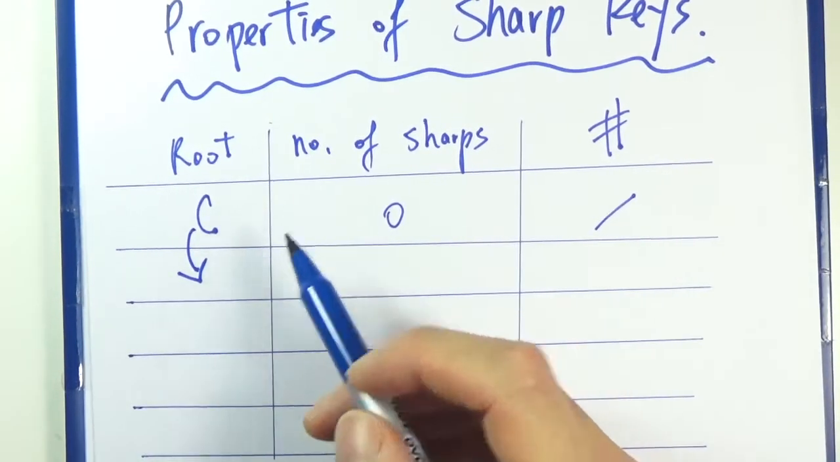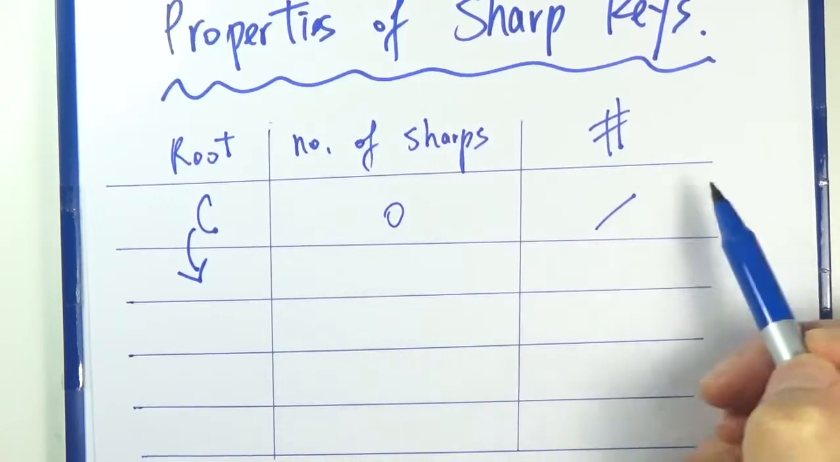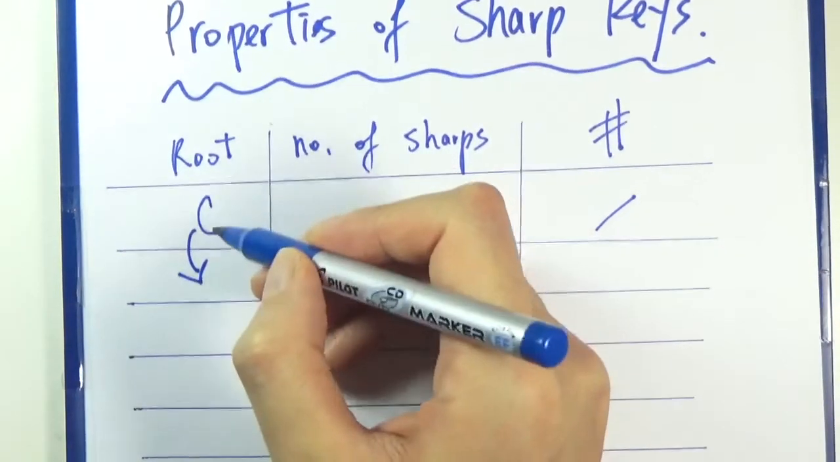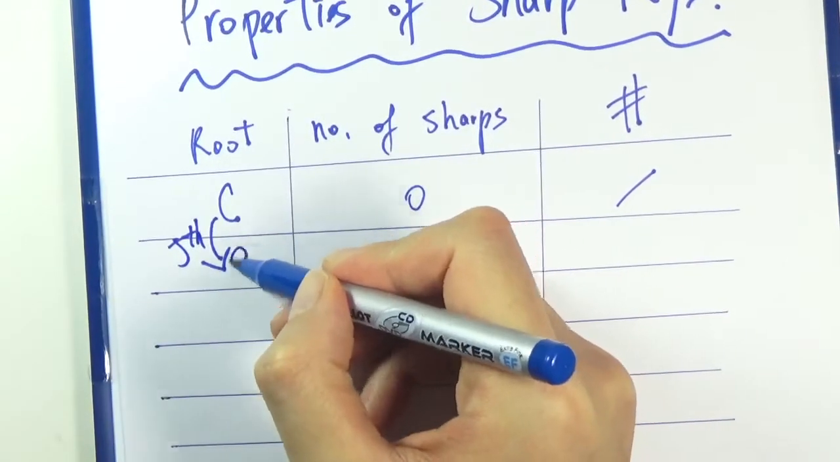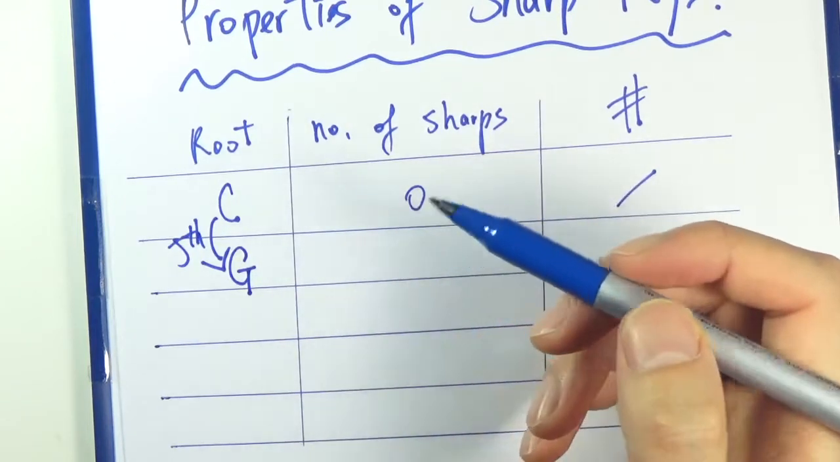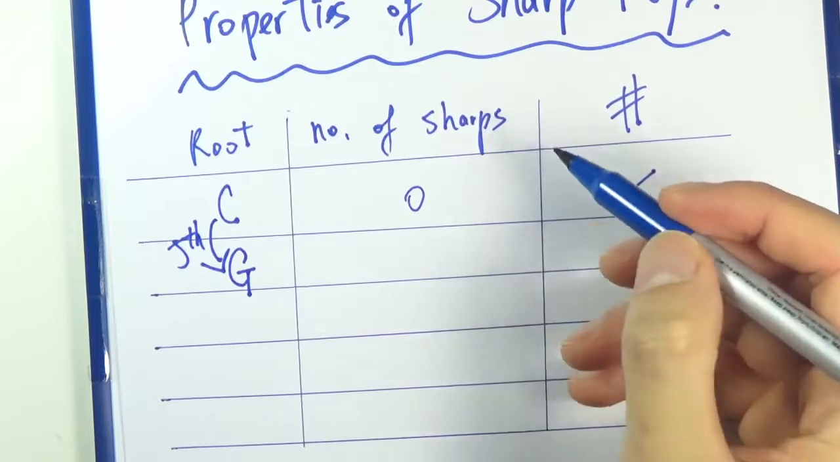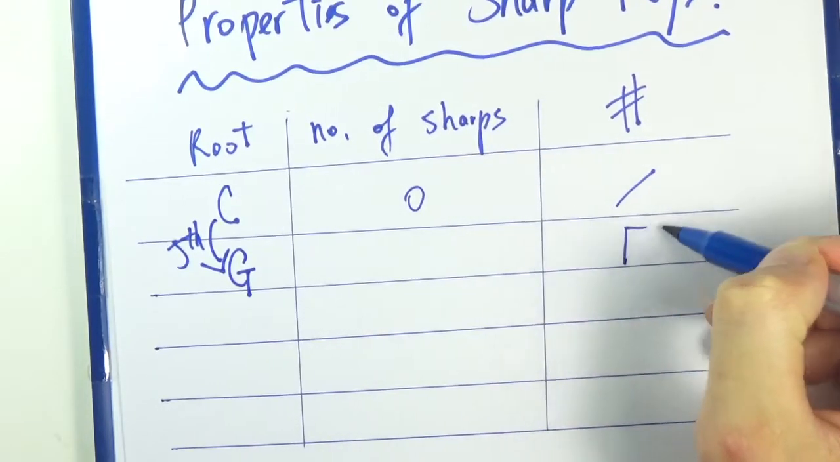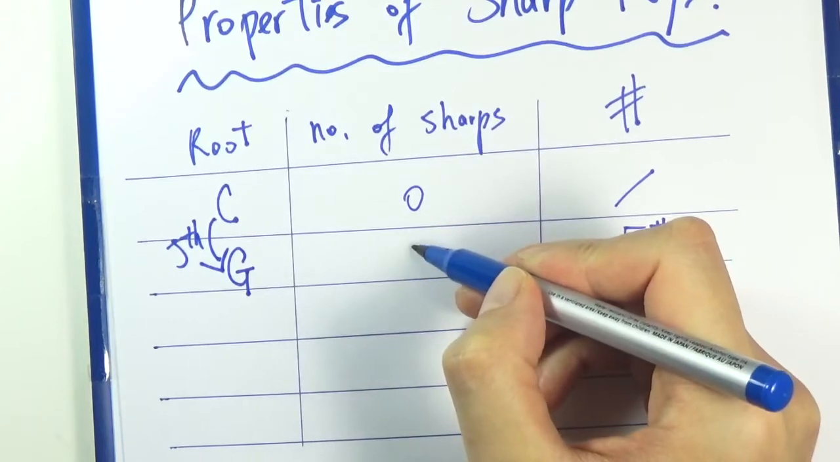By that I mean, for example, if we start with C major, which has 0 sharps, and if you count up a fifth from C, C, D, E, F, G, you'll get a G, right? And let's pretend that G is our starting note. From the last video, we know that we have an F sharp, right? And we increase the number of sharps by 1.